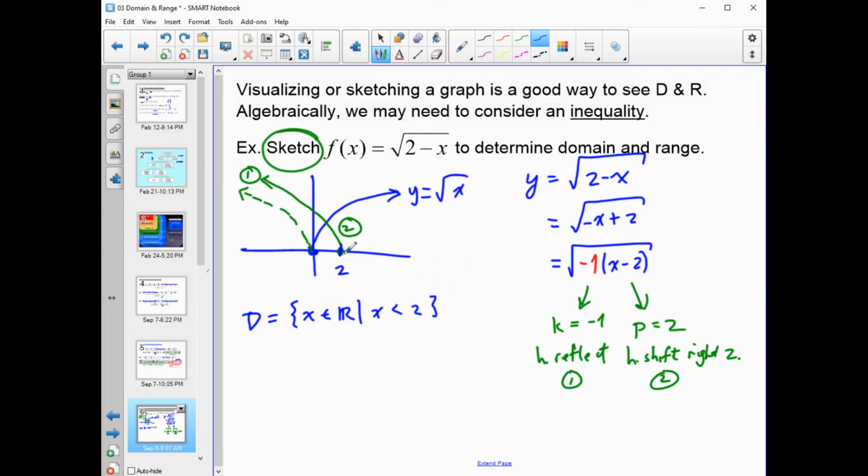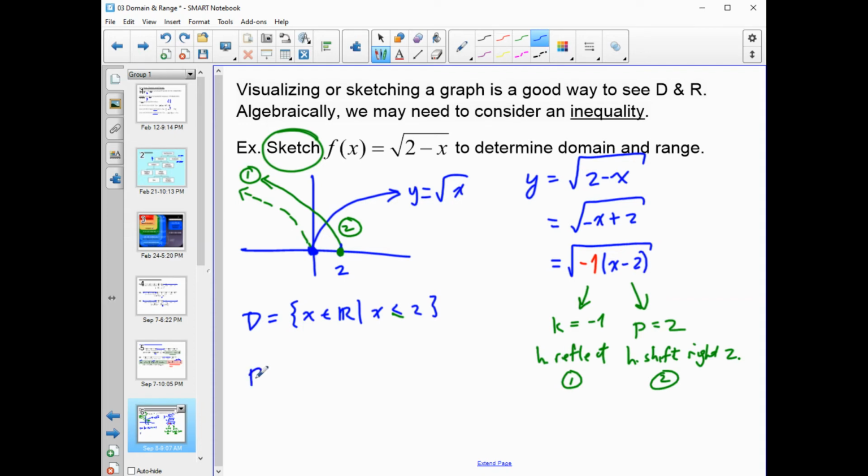And then the last question we ask ourselves, should we do less than or equal to? Remember the parent, am I allowed to take the square root of 0? And the answer to that is yes, the square root of 0 is 0. So that means this is a solid dot, and that solid dot is what moved over here, which means it includes 2. And so I am going to put a less than or equal to there.